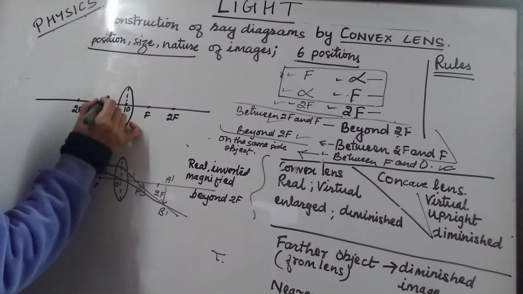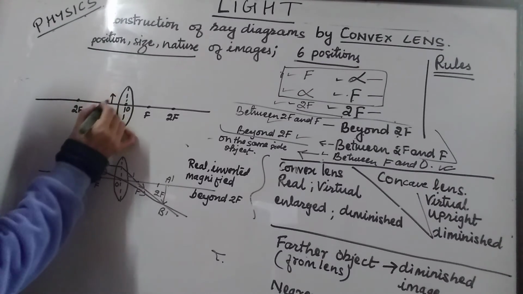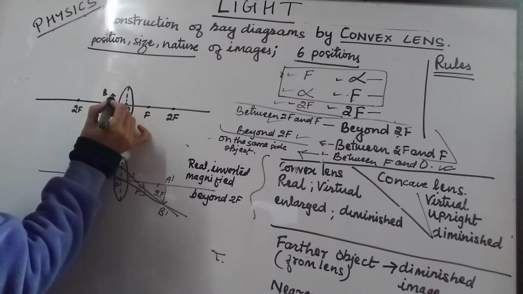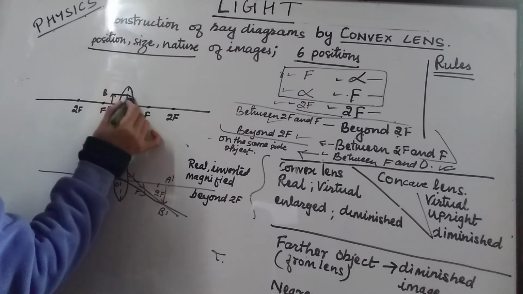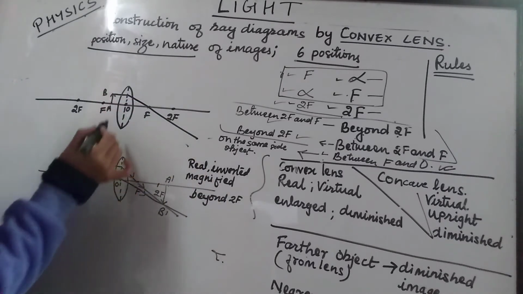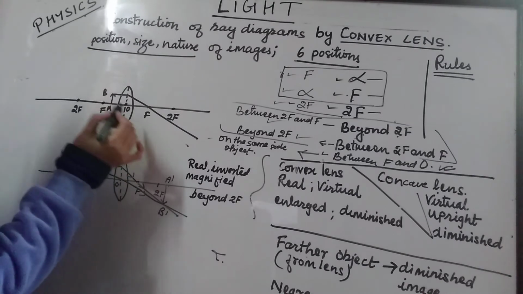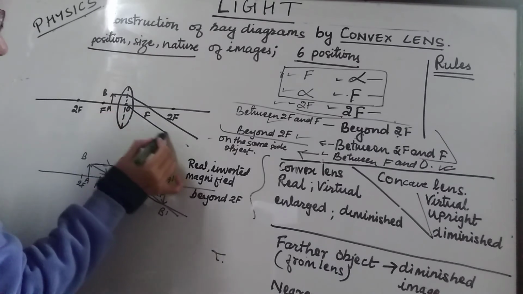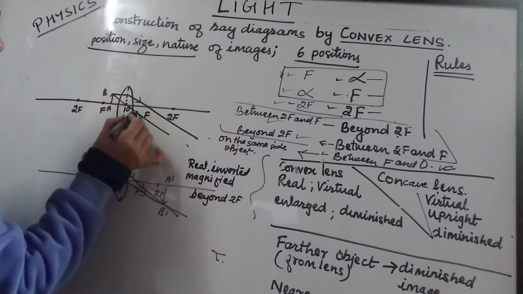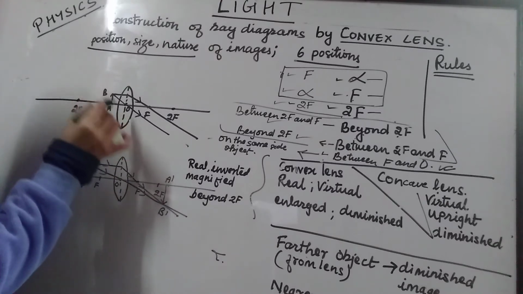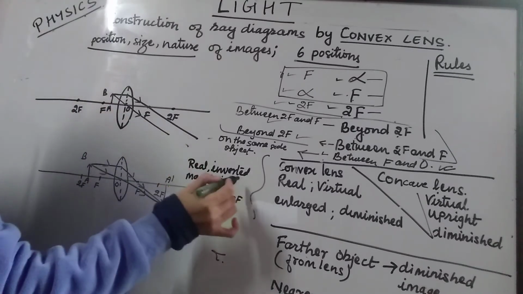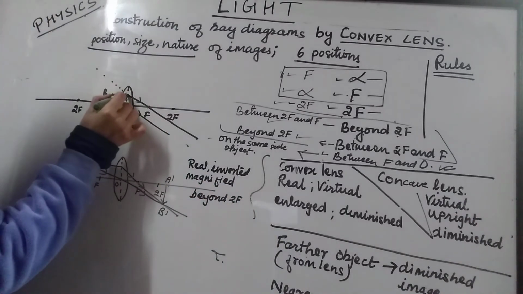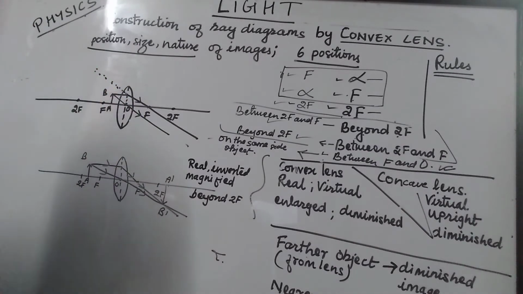Now the object is between F and O. This is A, this is B. Consider 2 light rays. One is parallel to the principal axis, passing through the focus, no problem, right? The other one is passing through the focus, and it is going out undeviated without bending. Then over here, these 2 lines are on this side. Now produce these lines backward. These are not going to meet at any point on this side, so you have to produce them backward.